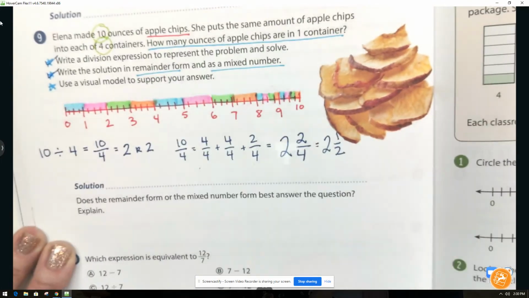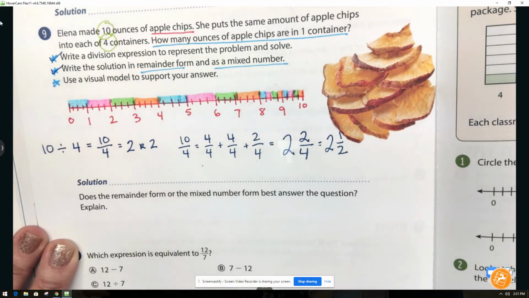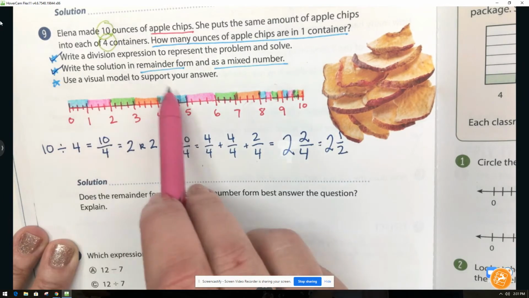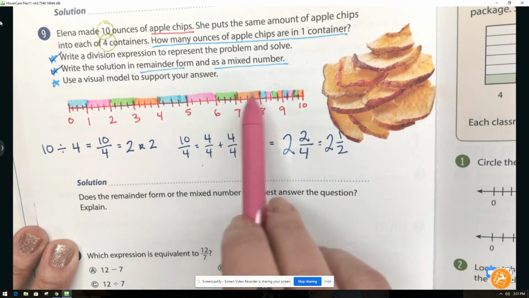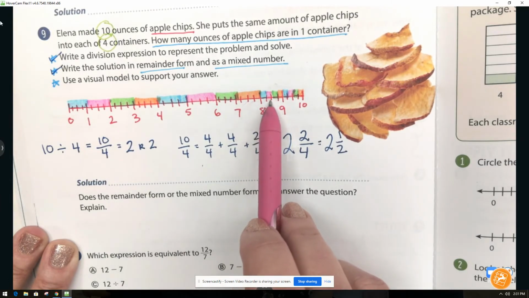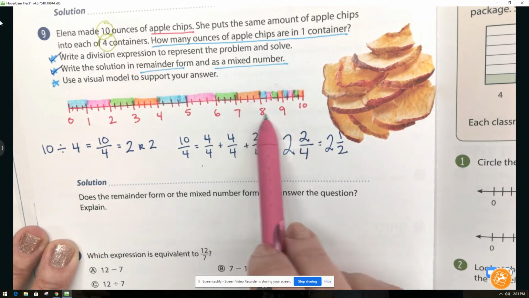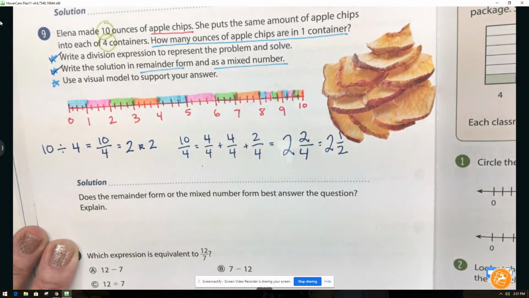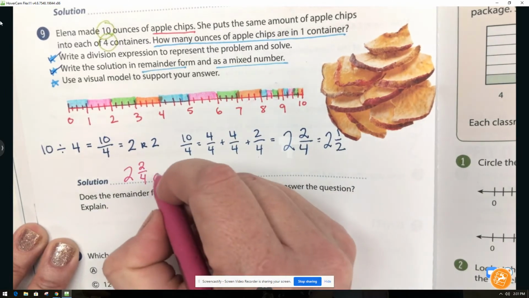So now I'm going to go a little bit closer so you can see. So now when I go through, if I'm just going to count how much goes in one container, I'm only going to count blue. So blue has 1 ounce and 1 ounce. So 2 full ounces, that's our 2 in our whole number. And then each of these ounces are broken into fourths. So each little tick mark is 1/4. So how many blue fourths do I have in these remaining 2 ounces? I have 2 remaining fourths. So that is where my 2 and 2/4 comes from. So each container has 2 and 2/4 of an ounce.